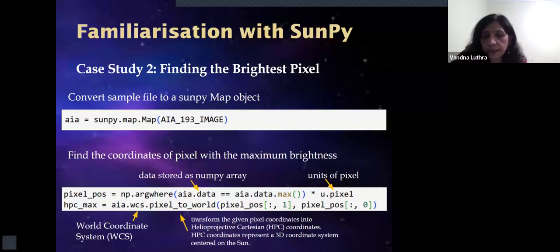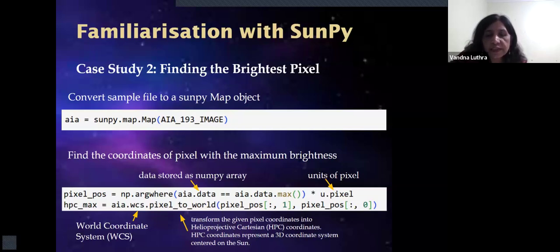And u, if you remember in the last statement, we had imported astropy.units as u. So it is actually doing it in the units of pixel. And then hpc_max will be equal to aia. What the second line is doing is that the world coordinate system has to be converted into another format, and for that we are using this last line.